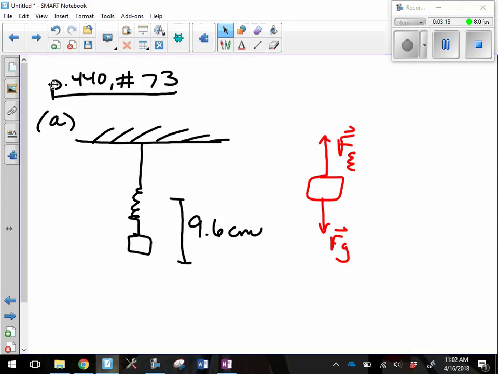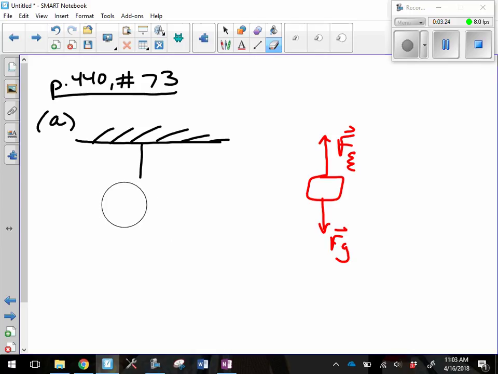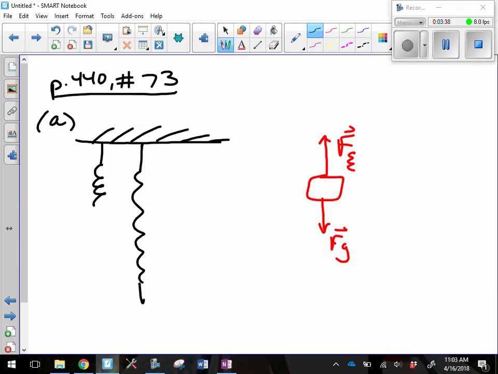So, I should probably draw my picture this way. Here's the spring with nothing on it at its relaxed length. Here's the spring with the mass on it. And then this distance is the 9.6 centimeters. Okay. So we'll let up be positive y, just because.